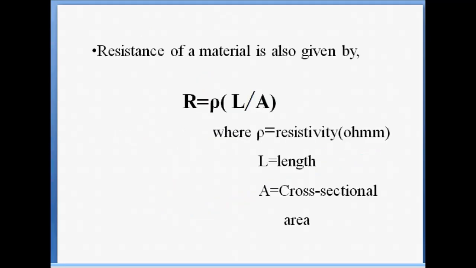In Ohm's law we came across the physical conditions of a material. So the resistance of a material can also be expressed in terms of its physical conditions. The resistance of a material is equal to rho into L by A. Here rho is the resistivity of the material, which is that property which opposes or restricts the flow of current through the material. L is the length of the material, whereas A is the cross-sectional area. So we can infer that the resistance of a material is directly proportional to resistivity and length, and inversely proportional to the cross-sectional area.